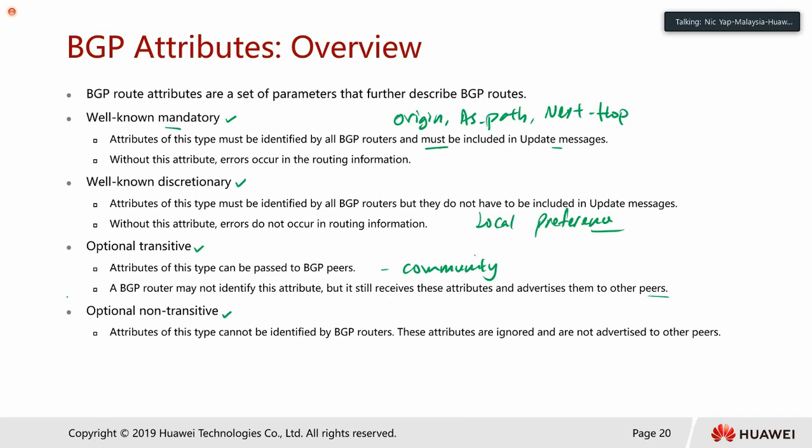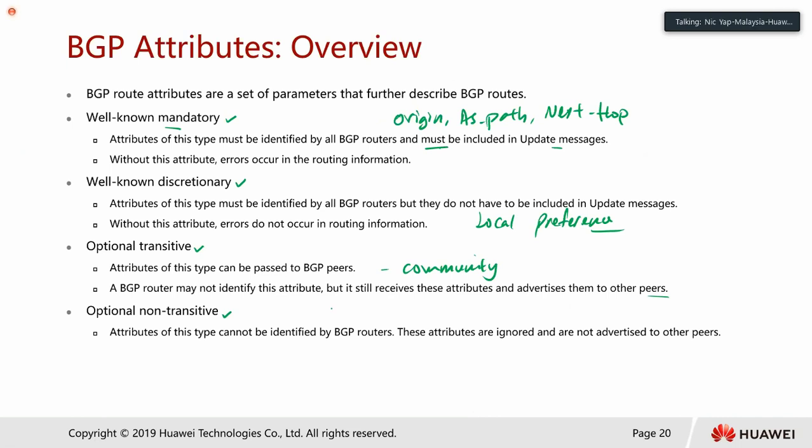And the last one is optional non-transitive. Not everybody understands it. And let's say you understand it, you check it, and this information is not transitive. It cannot be sent to the next BGP peers. I give it to you, it's only for you. This information will be useless when you send it to your peers. Attributes of this type may not be identified by BGP routers. These attributes are ignored and are not advertised to other peers. It's only when I advertise to you, you just keep it to yourself. You just get it and compare. When you do not know it, you just forget about it.